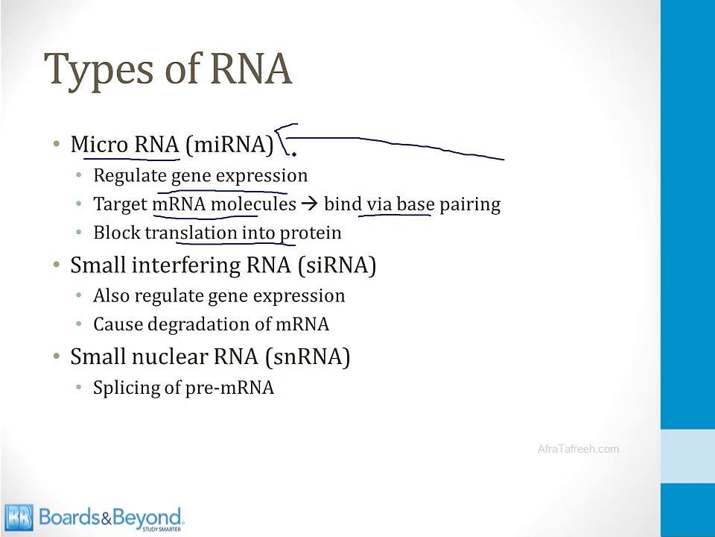MicroRNAs are one such type of RNA. Small interfering RNAs are another type of RNA that regulate gene expression. They can cause degradation of messenger RNA so it never goes on to form proteins. And then finally, small nuclear RNAs are a type of RNA that is important for splicing. We'll talk more about this later.